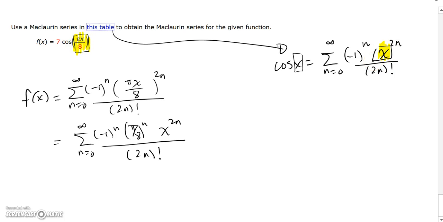If you don't have the result, or if the directions say use the definition, then you've got to go through the derivative analysis to figure out a pattern. And for the radius of convergence, you can always use the ratio or the root test.